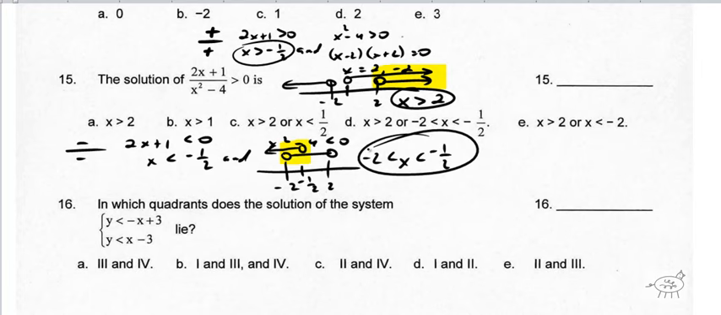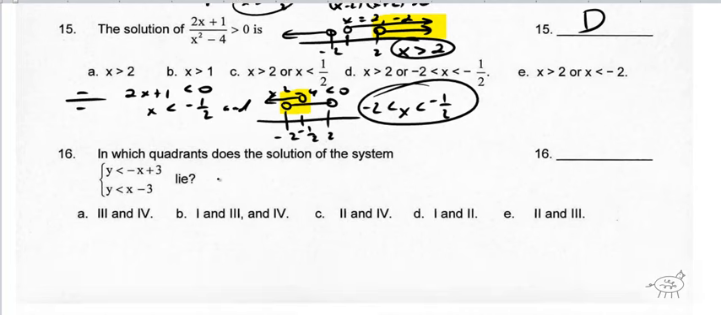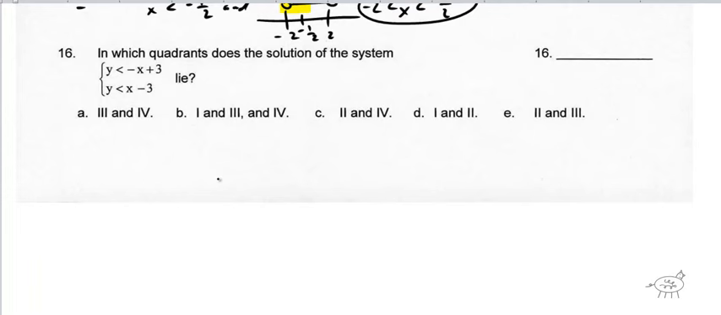Okay, so that's actually my solution, and the answer to this one is D. That's got everything. x is greater than 2, or x is between negative 2 and negative 1/2. Not necessarily an easy problem. That's a really good problem. Okay. All right, 16. In which quadrants does the solution lie?